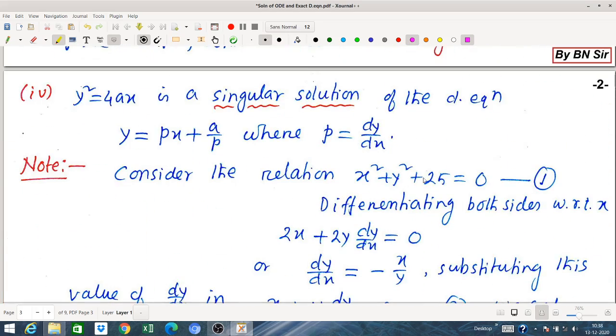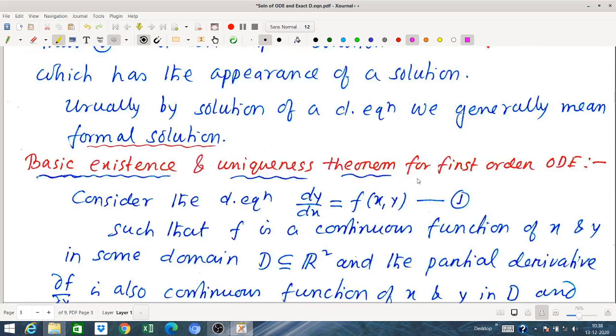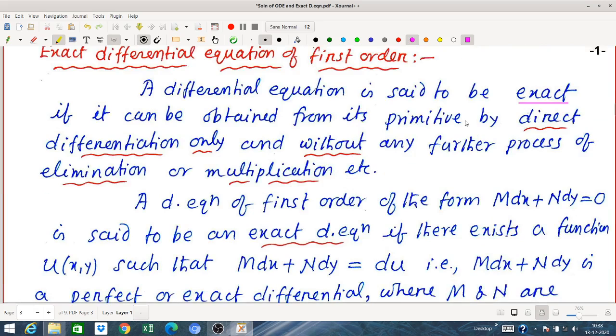For example, this is the primitive, from this we have found the differential equation number 2, so that is the primitive. So if it can be obtained from its primitive by direct differentiation only and without any further process of elimination or multiplication, etc. Generally we form a differential equation from a given relation by differentiating and then multiplying, subtracting, adding many things to eliminate the arbitrary constant. But here this elimination, multiplication, etc. are not necessary. Just by differentiation, if we get the differential equation from its primitive, then that differential equation is called an exact differential equation. It may be of any order.